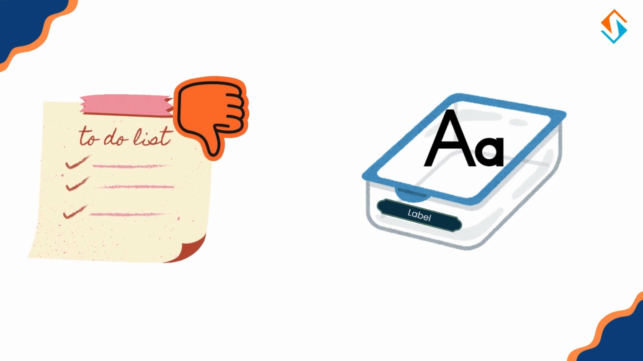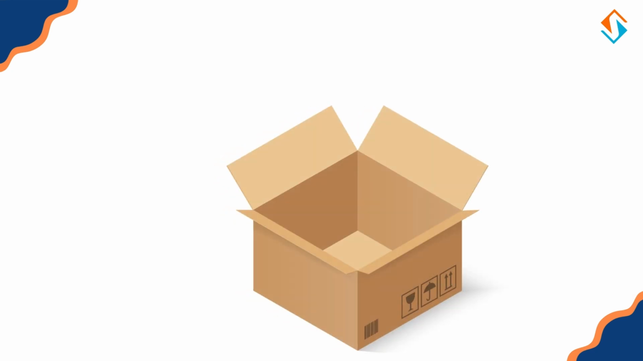Pretty cool, right? Let's break it down. First, let's talk about variables. A variable is like a box where you store information you want to use later. For example, you can store someone's name, their age, or even the result of a calculation.